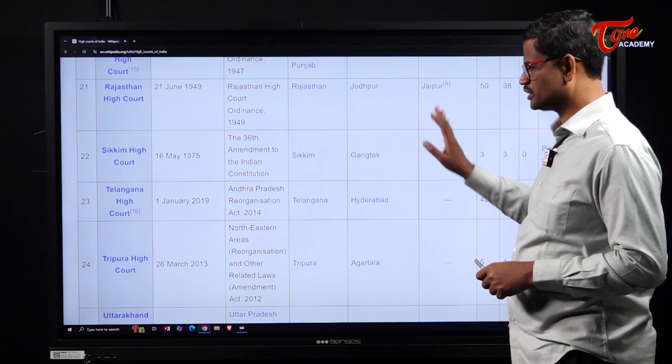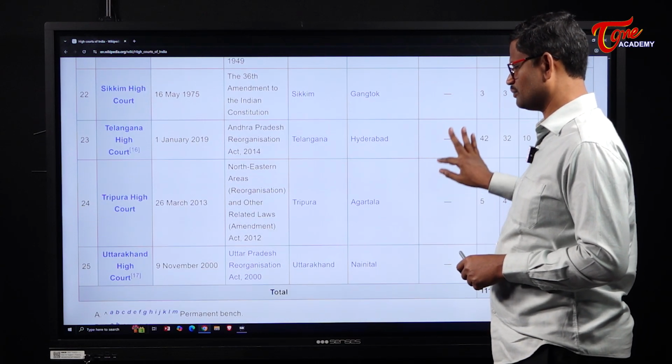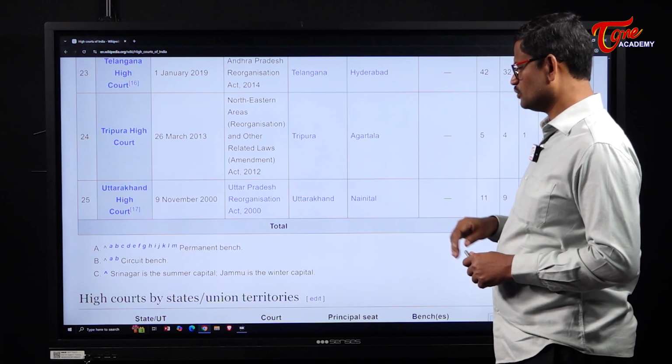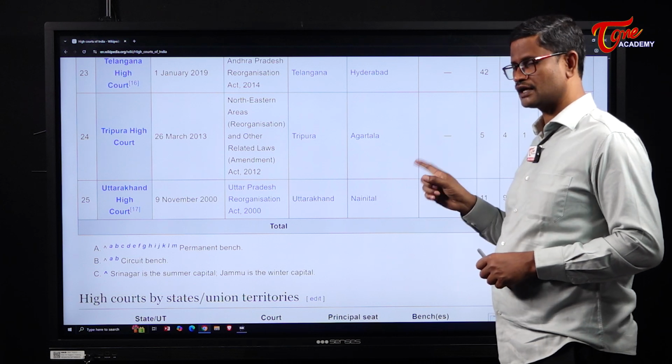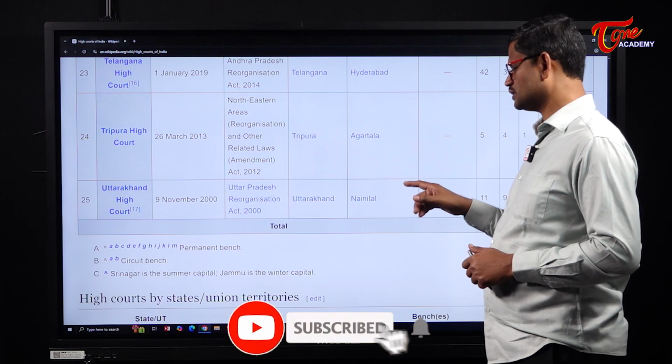Sikkim High Court is located in the capital Gangtok. Telangana High Court is located in Hyderabad, which is the capital city. Tripura High Court is located again in the capital Agartala. When it comes to Uttarakhand, the High Court is not located in the capital. The capital of Uttarakhand is Dehradun, but the High Court is located in Nainital.